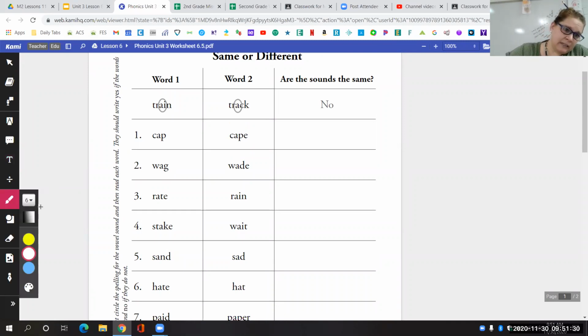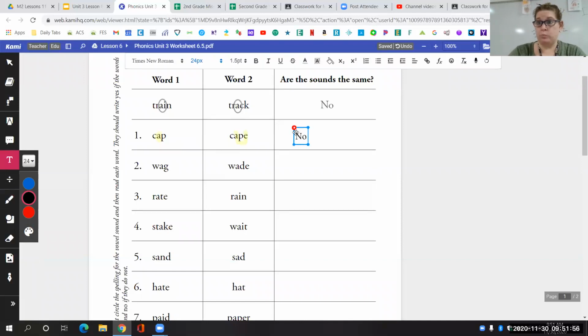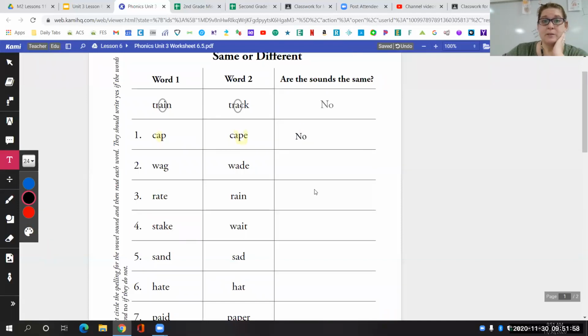So I need to highlight the A. That's the A sound. And here I have, make sure I do my horseshoe, the A and the E. Well, does A and A make the same sound? No. So I need to write no. Okay. So that's what you're going to do.